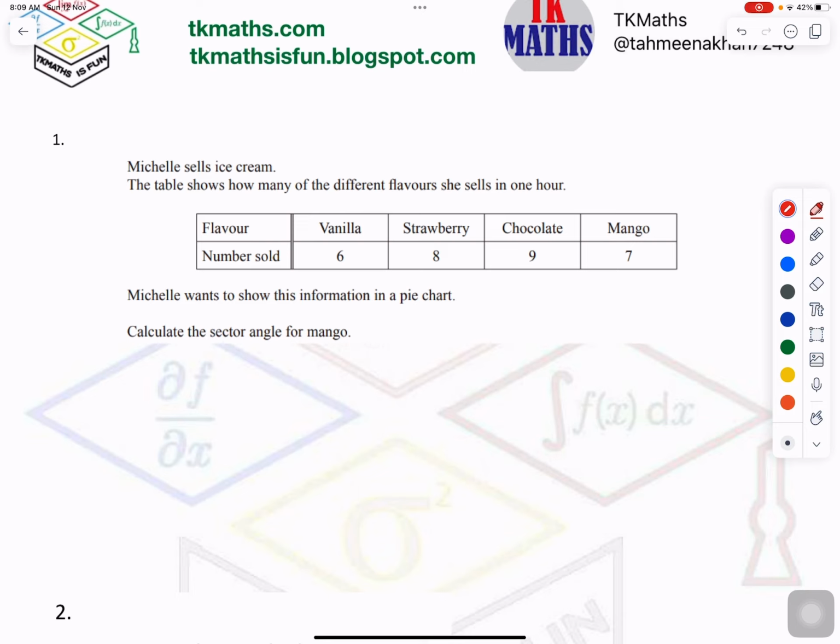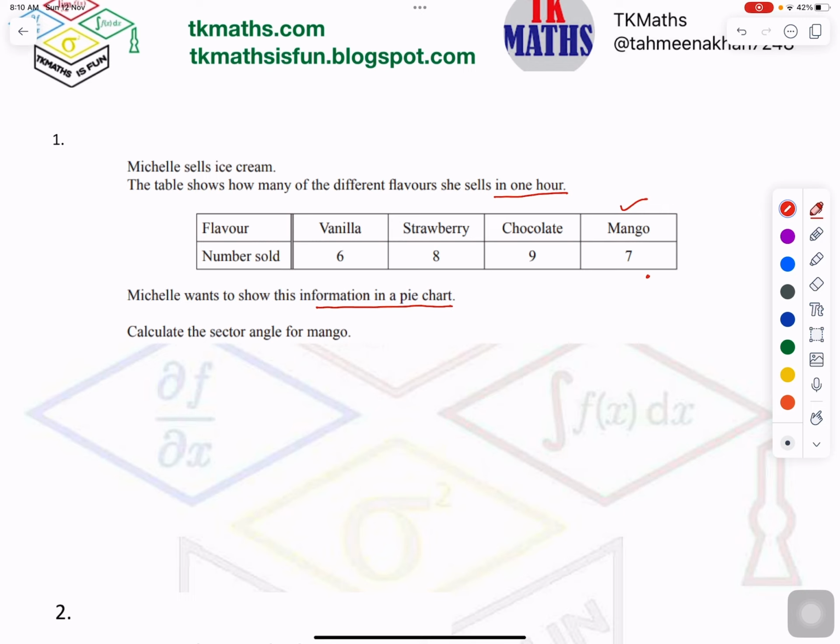So Michelle sells ice cream. The number of flavors she sells in an hour is given below. She wants to put this information on a pie chart. So what sector of angle will she take for mango? These are quick questions, right? If you want to change this mango into an angle, you are not asked to draw here.